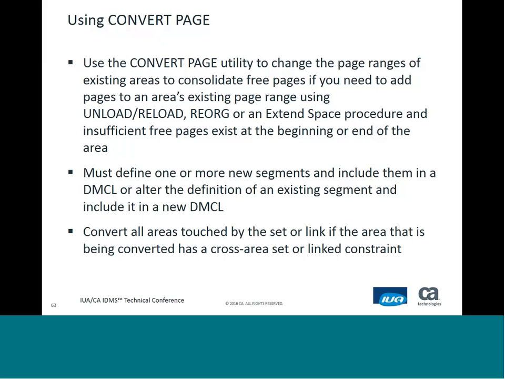You must remember that you're going to convert all the areas touched by any cross-area sets or linked constraints, because you're changing the page number, which changes DB keys, and DB keys are part of the pointers that would cross into those particular areas.